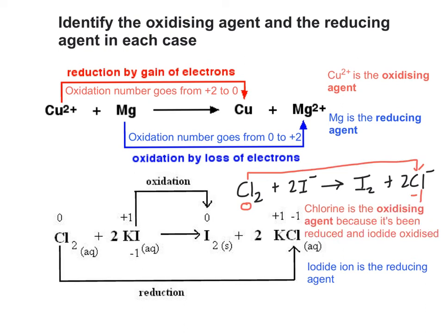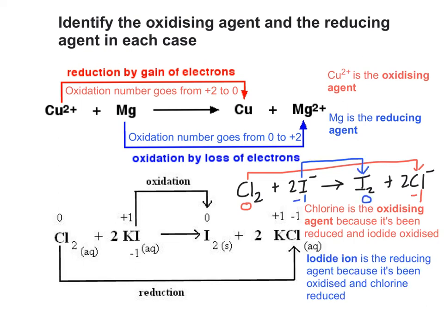And the iodide ion is the reducing agent because its oxidation state has become more positive, which means it's been oxidized and therefore the chlorine has been reduced. So to recap, chlorine is the oxidizing agent because it's caused iodide to be oxidized. The iodide ion is the reducing agent because it's caused chlorine to be reduced.